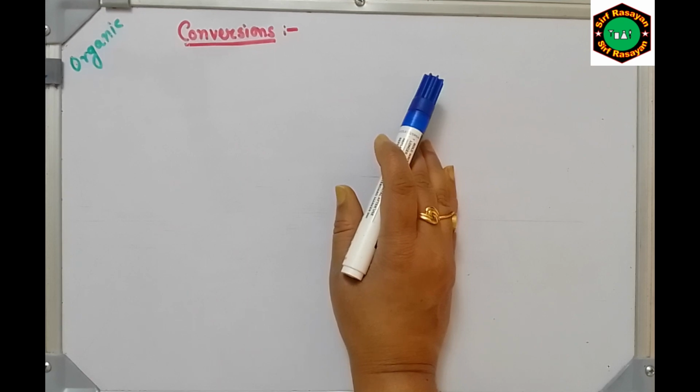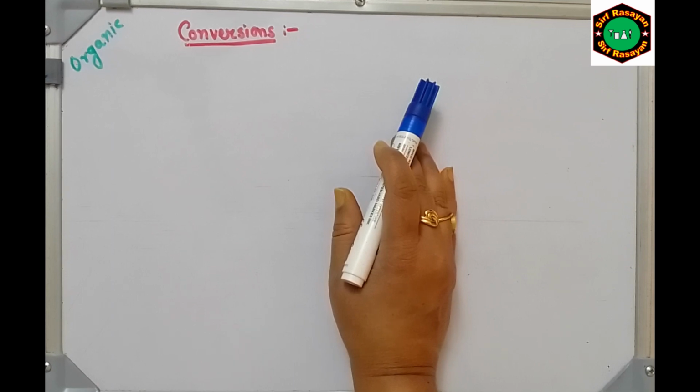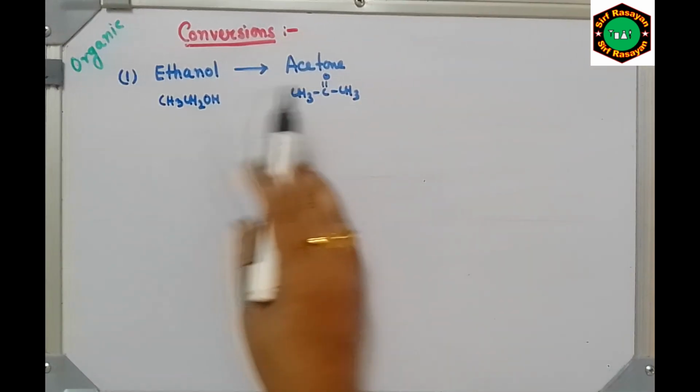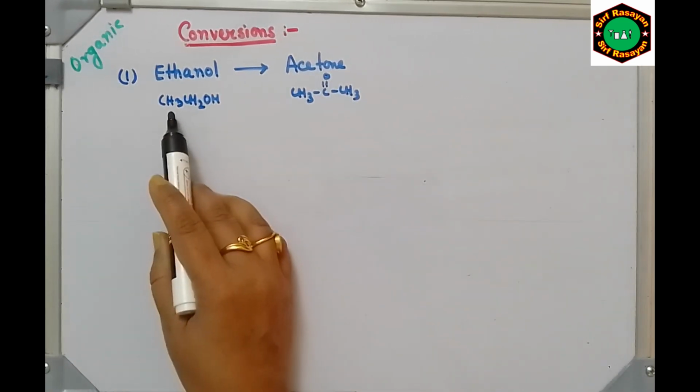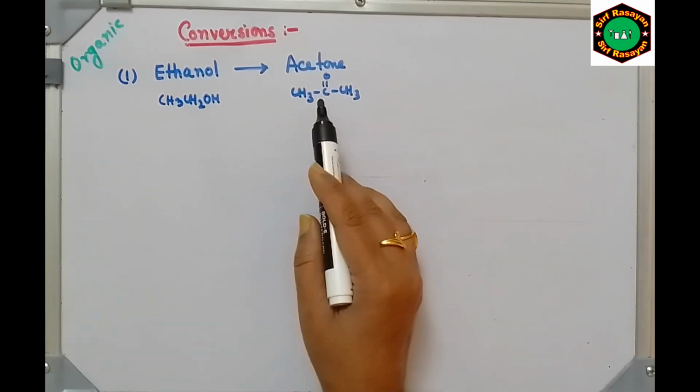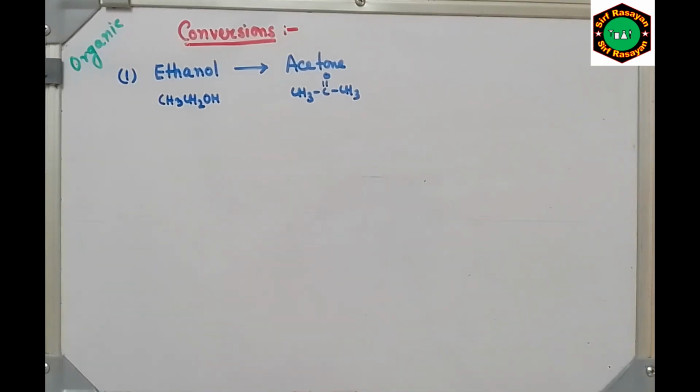In this video I am going to explain some organic conversions from previous year's board questions. First one is ethanol to acetone. This is the structure of ethanol, this is acetone. Here 2 carbon atoms are there, here 3 carbon atoms are there. So we have to do some reactions where we can get stepping up.